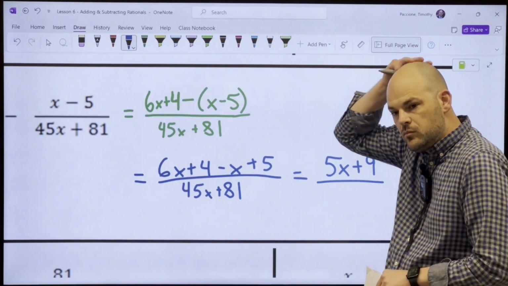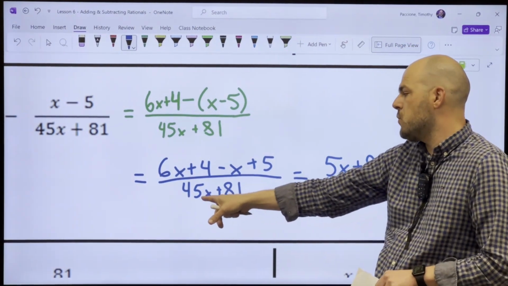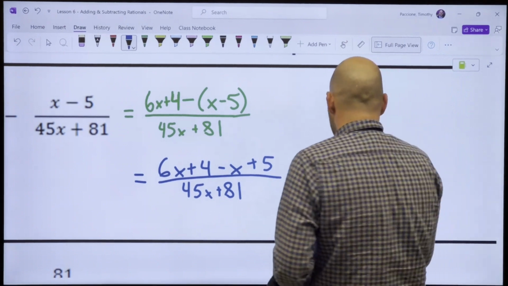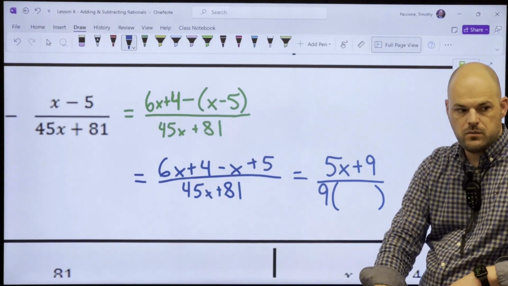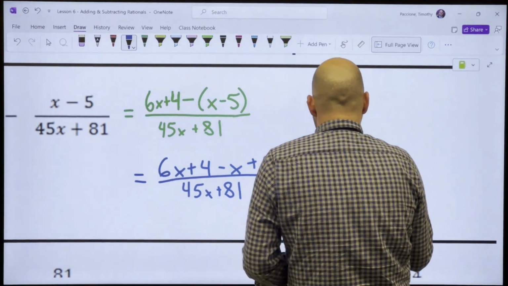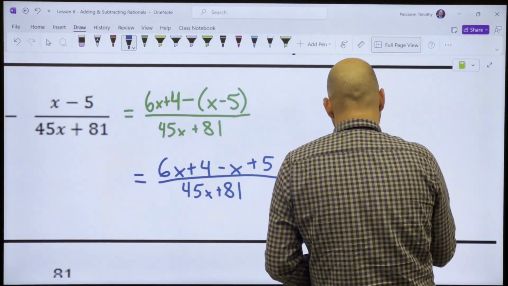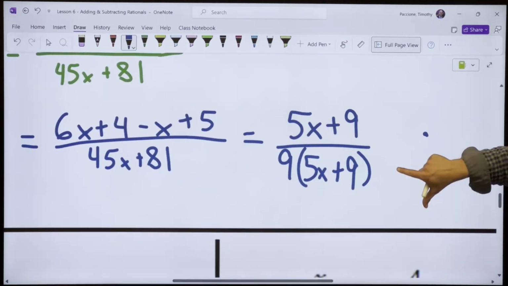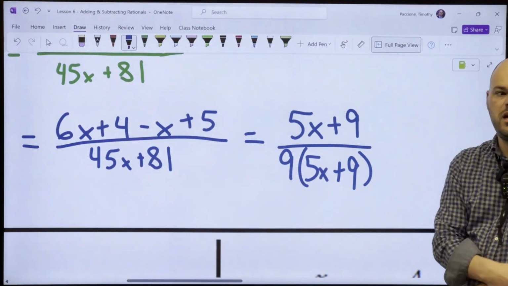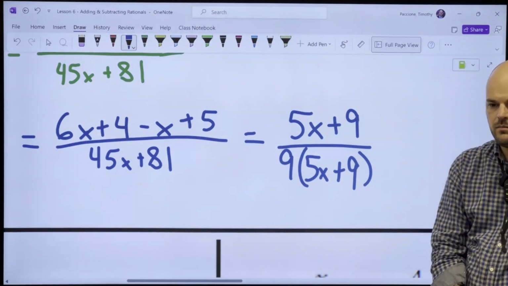And then on the bottom, it's 9 and. So what goes into both 45 and 81? 9. So I'm going to pull out a 9. And when I do that, 45 divided by 9 is 5x. And then 81 divided by 9 is 9. Okay. Can I cancel the two 5x plus 9s? Why? So all day I've been asking, like, half the class says yes, half the class says no. Who says yes? Who says no? Okay. Why not?